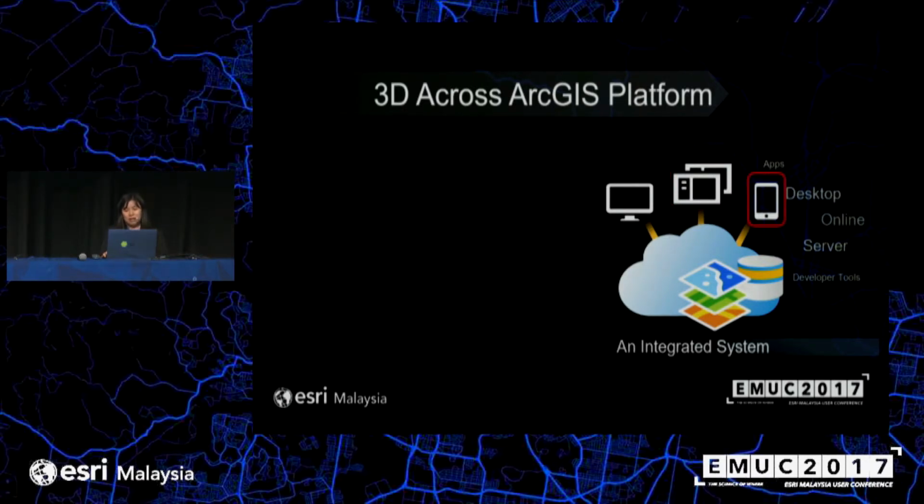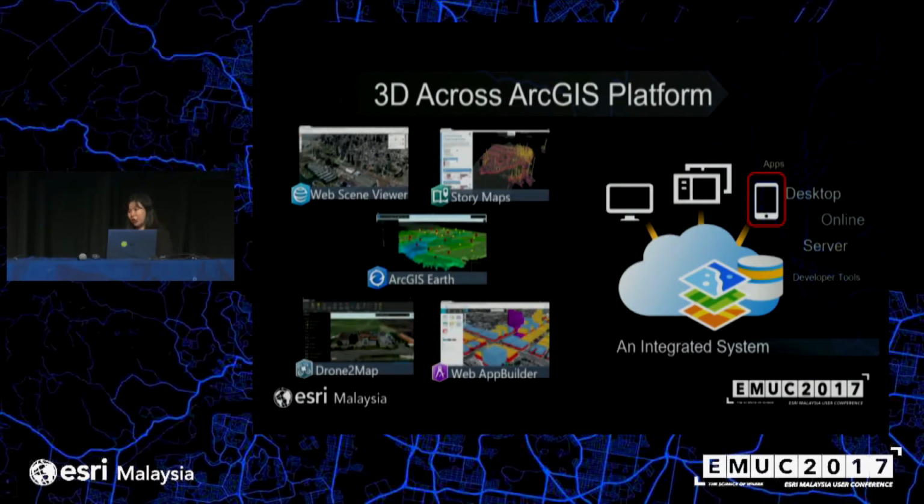So next is about apps. We have a few apps that you can actually use to do 3D. One is ArcGIS Earth. ArcGIS Earth is an easy to use 3D data exploration for enterprise users. For Drone2Map, you can fly a drone, then do image processing, so it streamlines the creation of professional imagery products from drone.